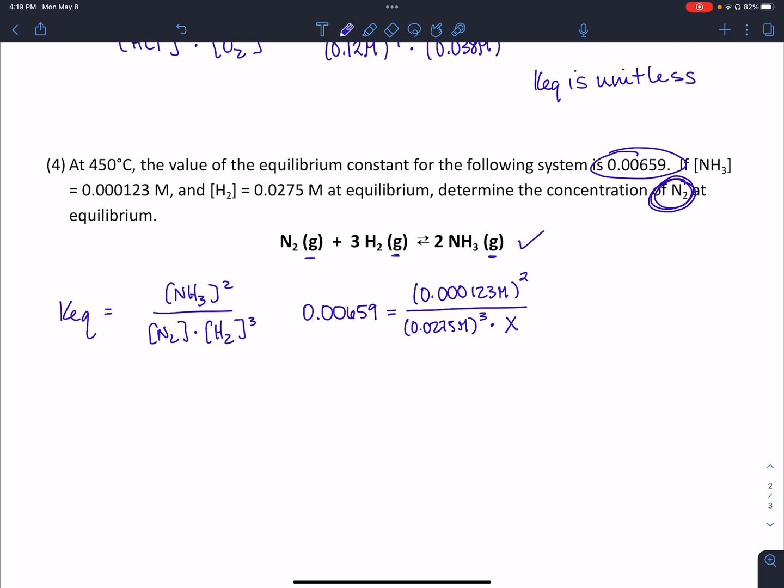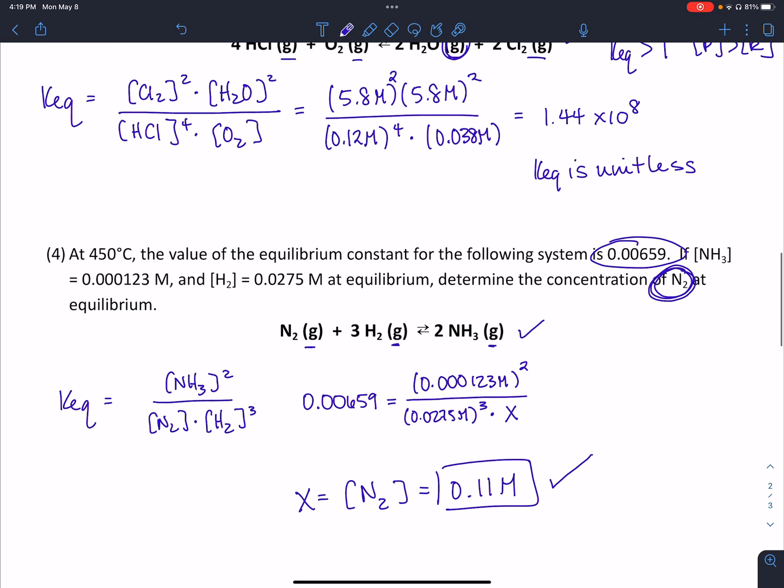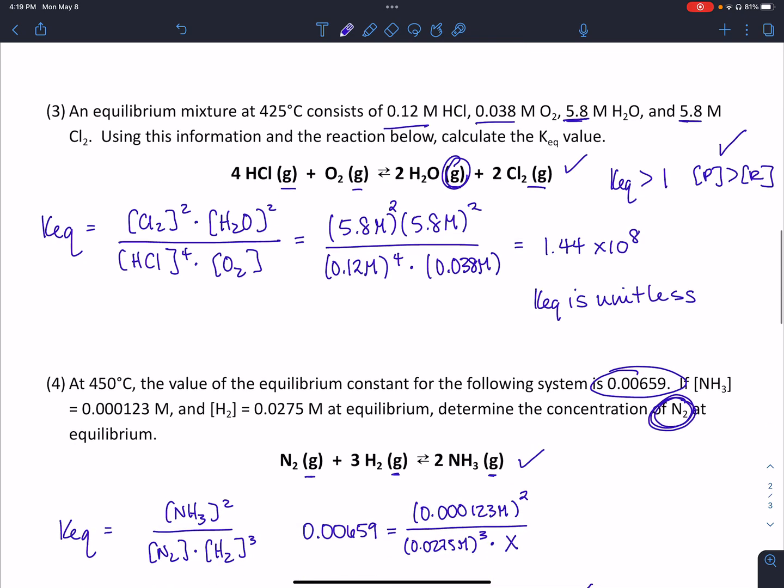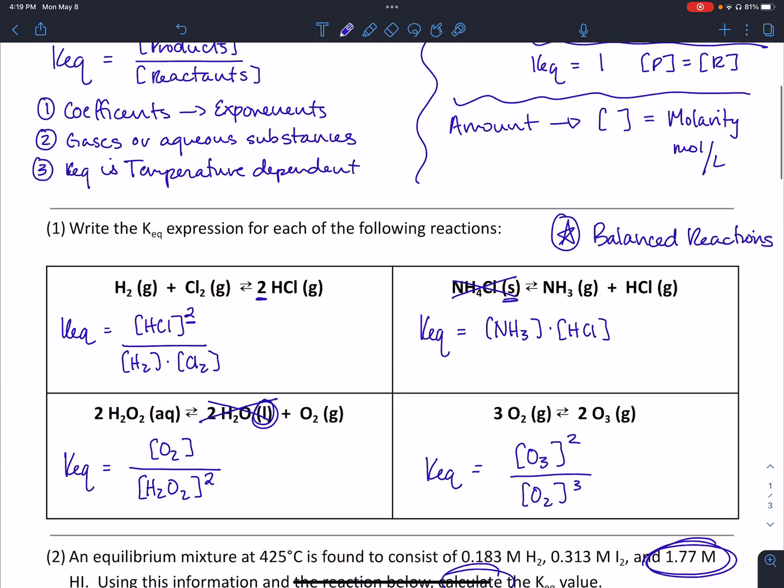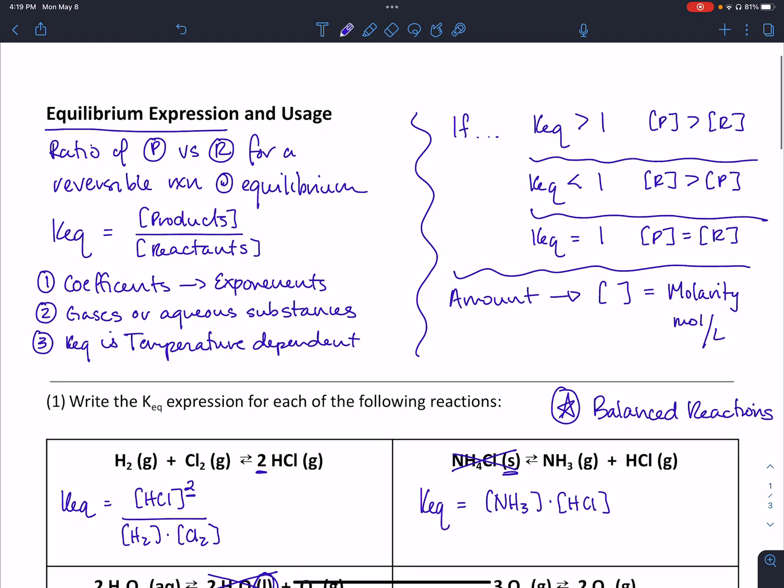When I get all that done, I find that the concentration of N2, which is X, is 0.11 molar. Now if you want to check it, just plug it back into your KEQ expression with your other two values, and you should get that KEQ value. If you do not, then you've made a math error and you got to fix it. So those are some examples of how to write a KEQ expression and then how to use that expression either to find KEQ or to find an unknown amount of one of your reactants. Okay?